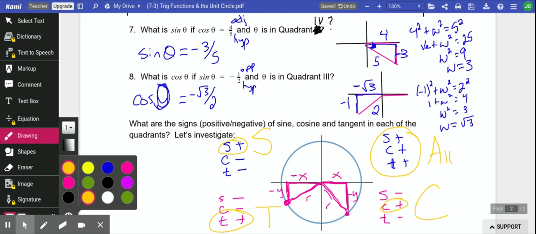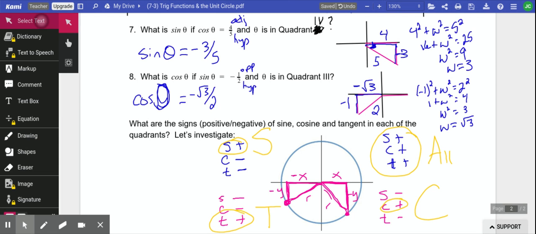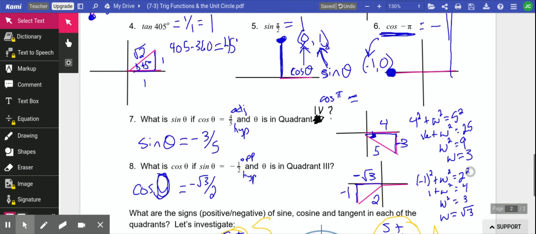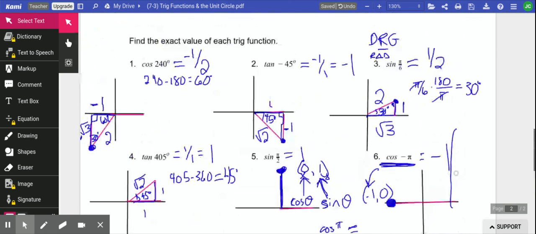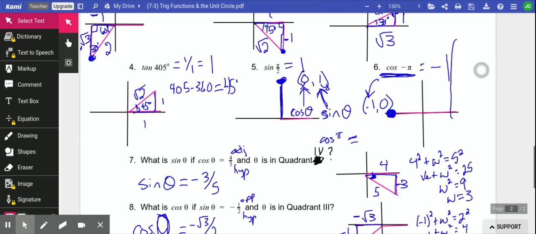So that's something that if you go back up to the last problems that we did, let's find an interesting one. Like number 2, tangent of negative 45, that was in the fourth quadrant. In the fourth quadrant, tangent is always going to be negative. Okay, the sine is going to be negative, only the cosine is going to be positive.